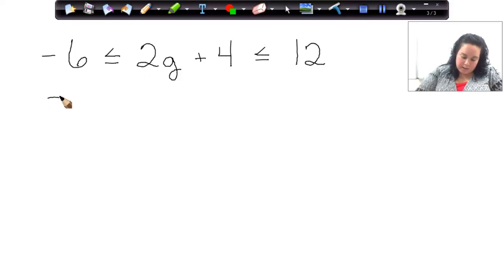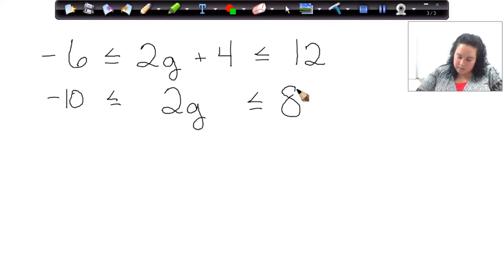Let's go ahead and subtract 4 from each place. Okay, if I can subtract properly. Okay, good. And then divide everything by 2. So negative 5 is less than or equal to g is less than or equal to 4.